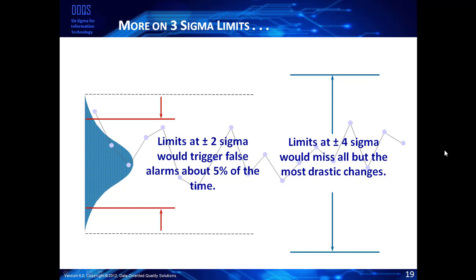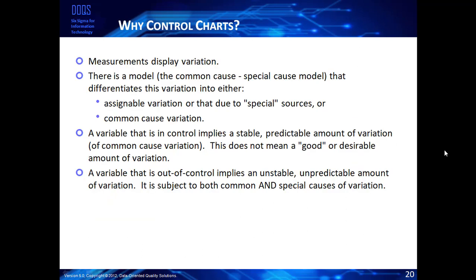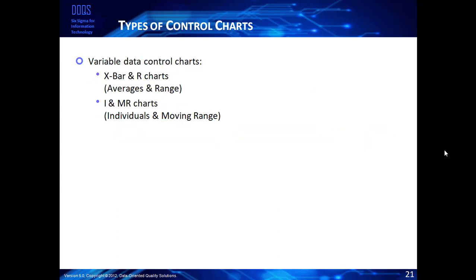The whole point of doing this technique is to spot things that are going on in the process. So these charts allow us to measure and stabilize around a good desirable amount of variation that was within 3 sigma. That's the whole purpose of the control charts as we go through. So of the types that are there, the variable control chart, typically the X bar and R chart.